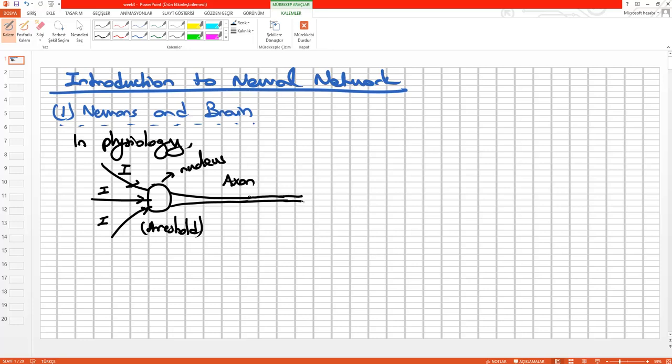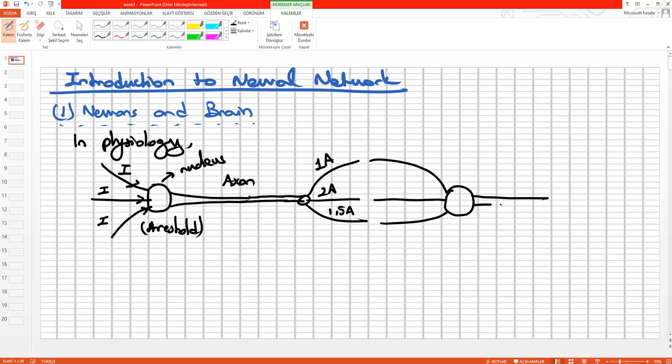But this is not enough, because this axon has some dendrites like this one. Okay? And so each dendrite has specific currents like this one, 1.5 ampere, and so these dendrites are directly connected with another nucleus. Okay? And so this nucleus also has the axon. Okay? Nucleus, and we have some gap in here.